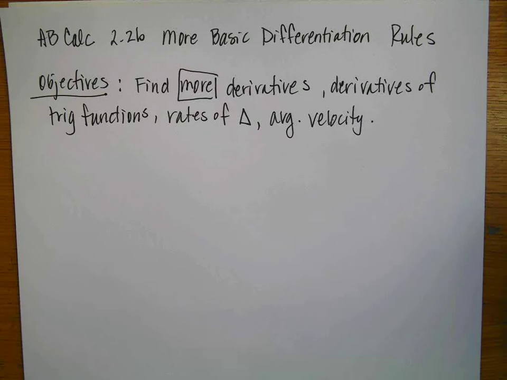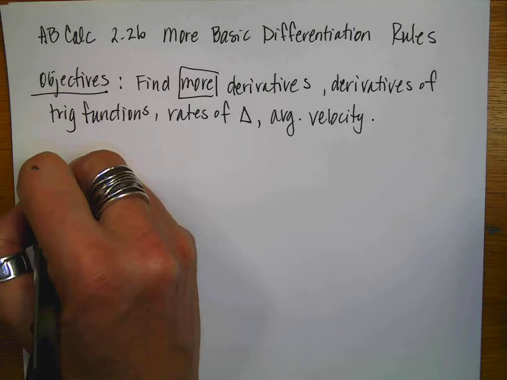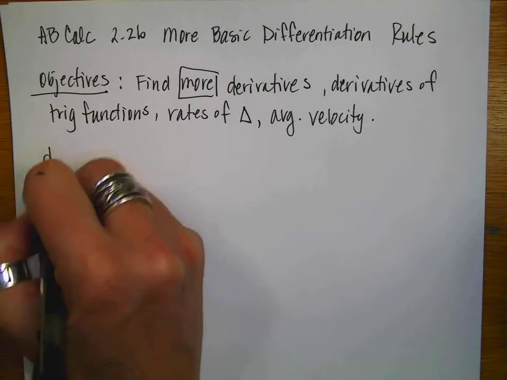Hello, math humans. We're going to do 2.2b today. We're going to be finding more derivatives, so learning more rules for derivatives. We're going to do derivatives of trig functions, we're going to find rates of change, and then we're going to talk about average velocity.